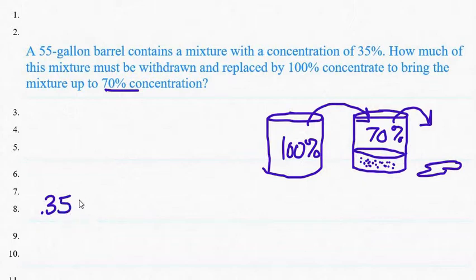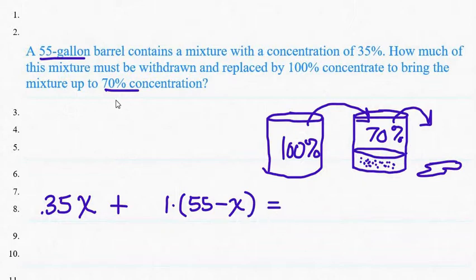So 35% of x plus 100%, now 100% is just 1. Now, we have a total of 55 gallons, but we're going to subtract off x. It's going to be equal to, we have 70% concentration, so 0.70 times 55 gallons. So 70% of 55 gallons, right?